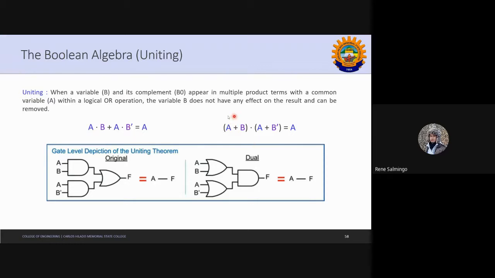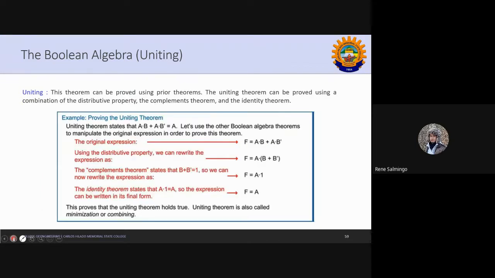And also we have another theorem on A or B, and A or B prime is equal to A. So that is the theorem of uniting. So this is the proof of the uniting theorem.